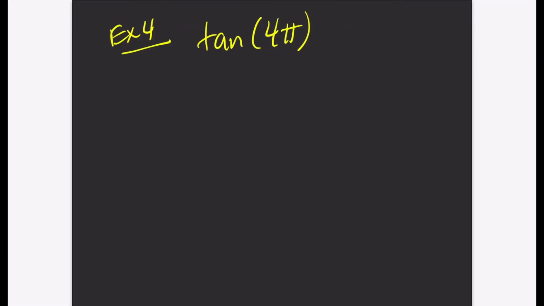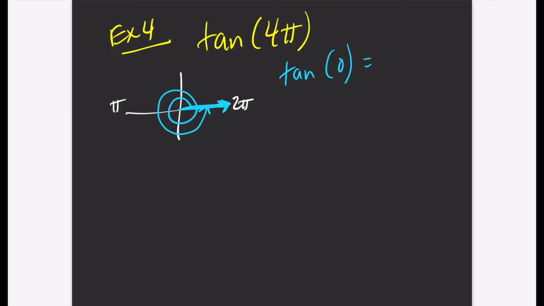For example 4, we're evaluating the tangent of 4 pi. First things first, let's draw our angle of 4 pi. So our angle is 4 pi, so half a revolution is 1 pi. 1 full revolution is 2 pi. So that should be enough to graph our angle. 1 full revolution is 2 pi. 2 full revolutions is 4 pi. So our angle starts and ends right here at the positive x-axis. So obviously our reference angle there is 0 radians.